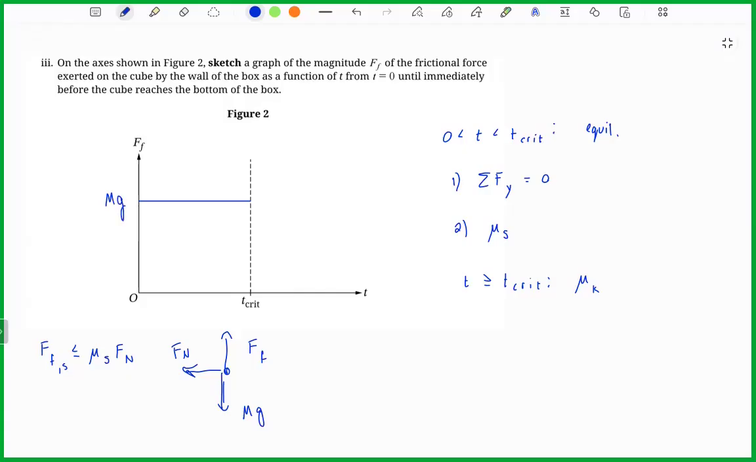Now, critically, we can sort of think ahead and realize that Fn is steadily decreasing. So eventually the force of static friction can no longer match the force of gravity, and that is when t critical occurs. So we end up in the realm of kinetic friction. Well, if we're in the realm of kinetic friction, then we can explicitly write out that the force of friction is equal to mu k Fn. And as we've seen earlier, Fn is exponentially decaying, and so we can just sketch an exponentially decaying graph. You don't need to get that exactly right, but that is what we have past t equals t critical.